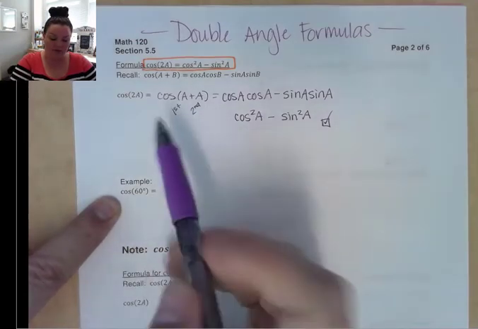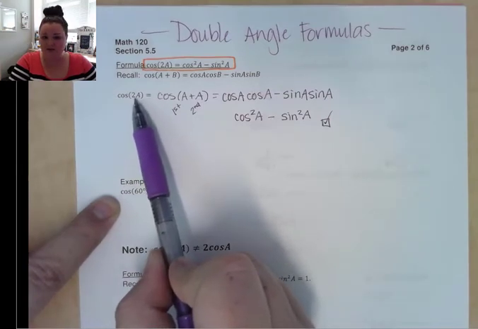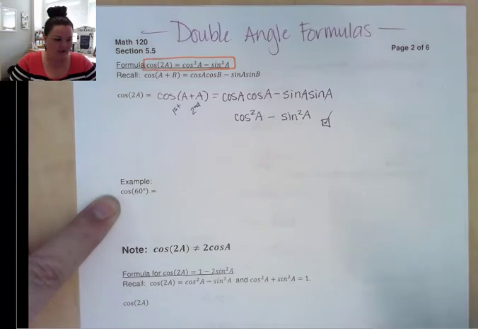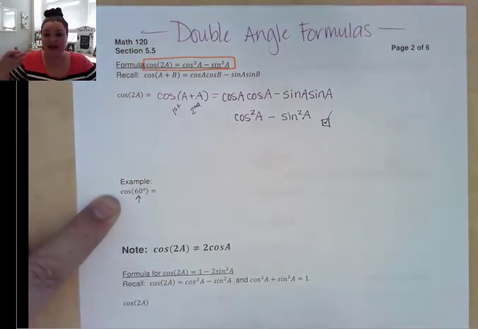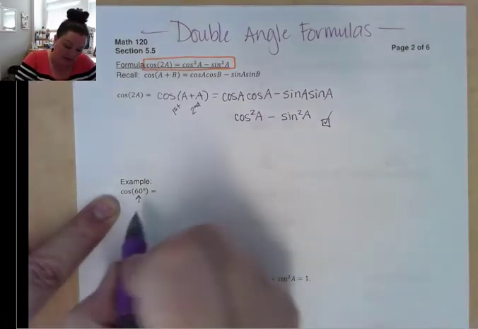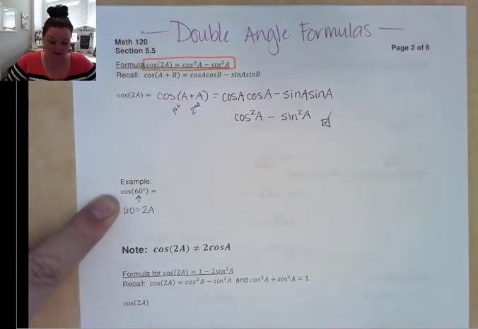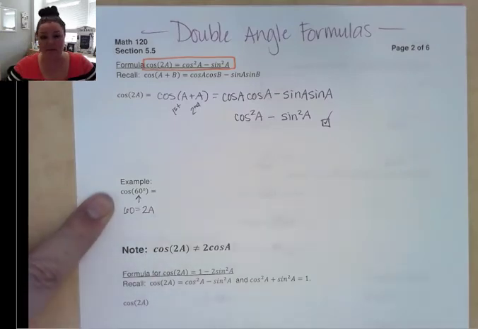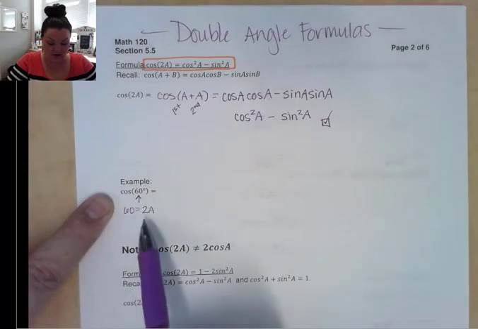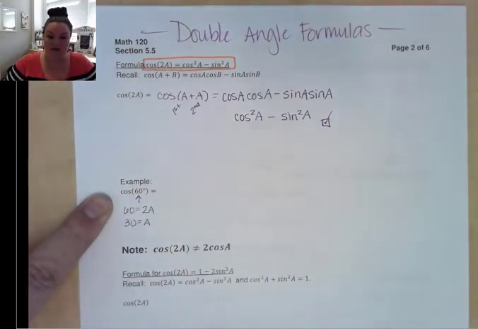notice our formula says that we have 2 times some known angle A. So what I'm looking for is I can rewrite 60 as 2 times some angle A. If I solve this, I'm trying to figure out what angle, when I multiply it by 2, gives me 60. Well, I would just divide both sides by 2, which would tell me that A would have to be 30.